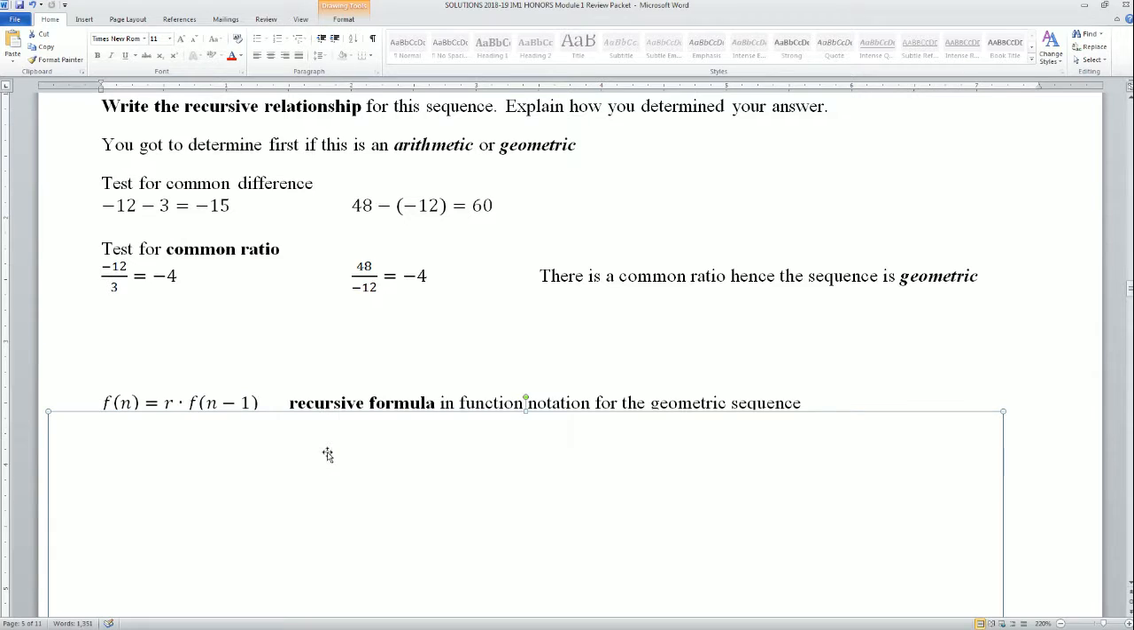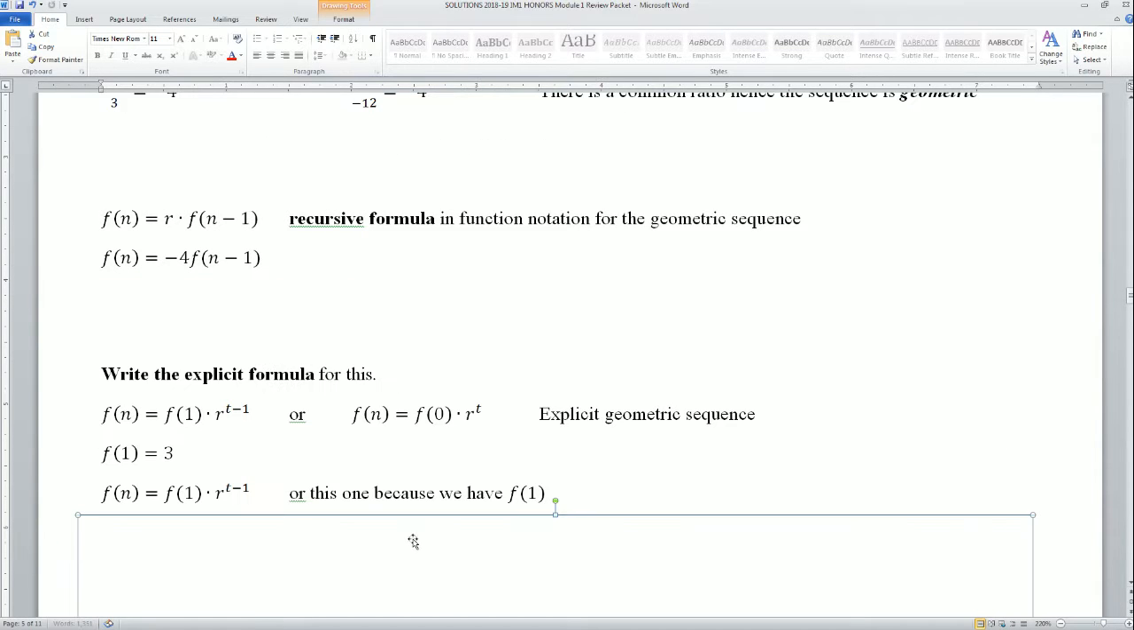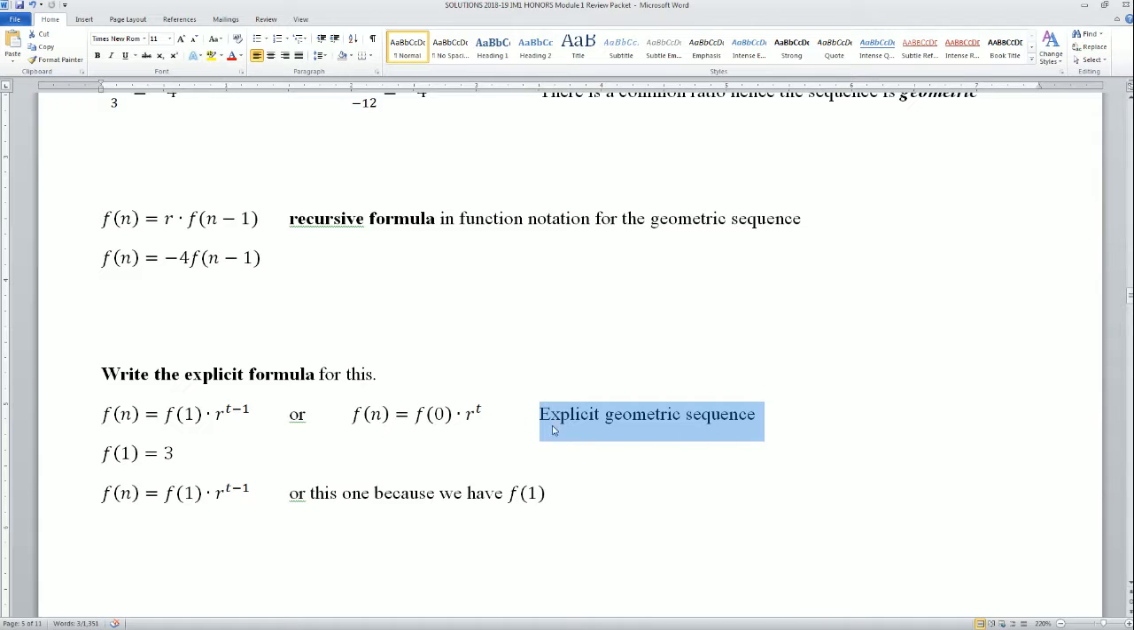Once I know that it is geometric, I just simply write the recursive formula for the geometric sequence, plug in the common ratio, which is -4, and I am simply done. Next, I get the explicit equation. I plug in the explicit equation.